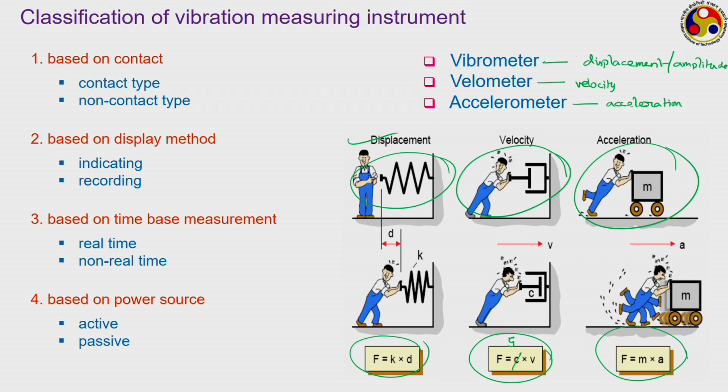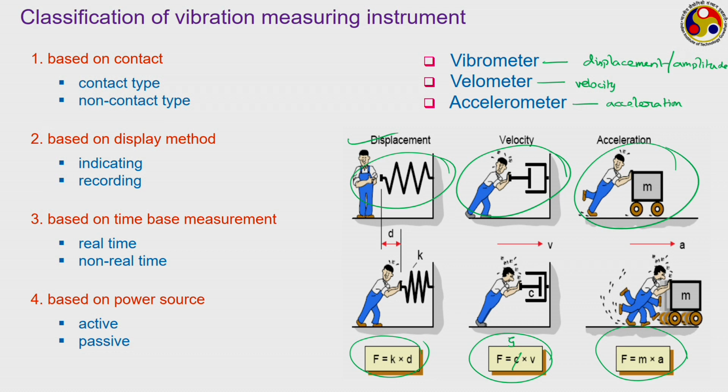Therefore, in a spring mass damper assembly, each of the three components has its own importance depending on which parameter we want as the output. I repeat, for a vibrometer, where we are looking for displacement or amplitude measurement, we focus more on the spring, or we take the reading from the spring. In case of a velometer, when we are looking to get the velocity, we focus on the damper, and in case of an accelerometer, when we want to get the acceleration, we focus more on the mass.